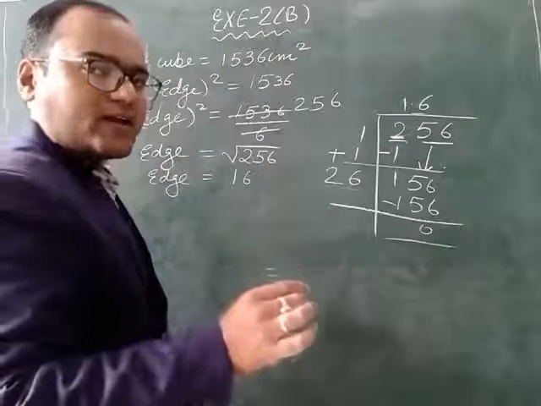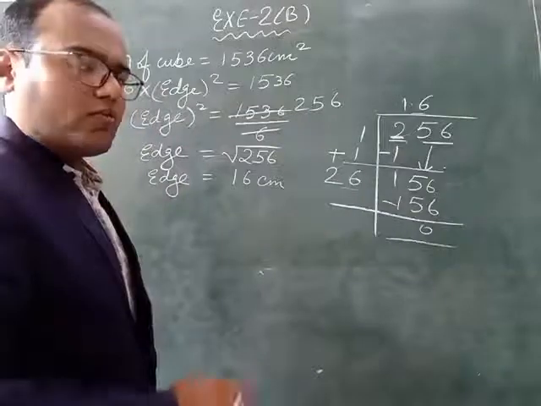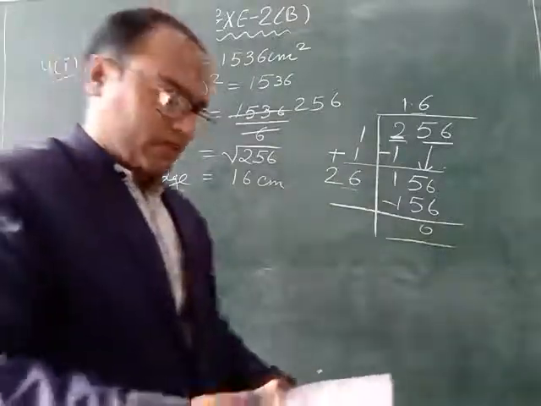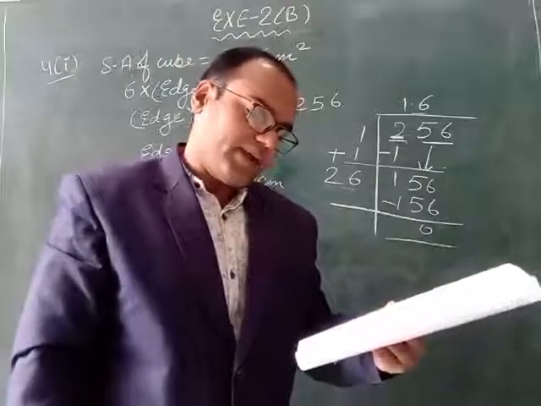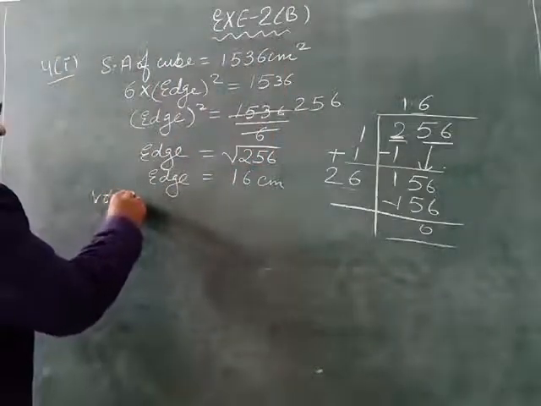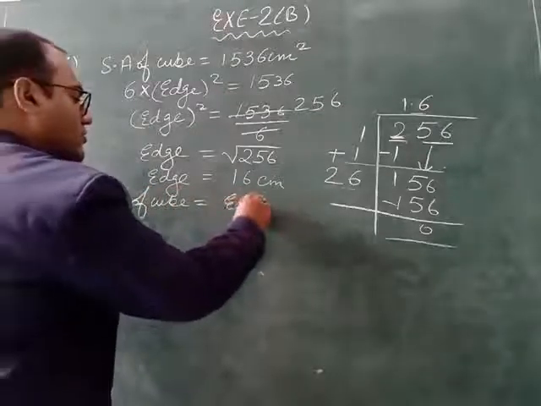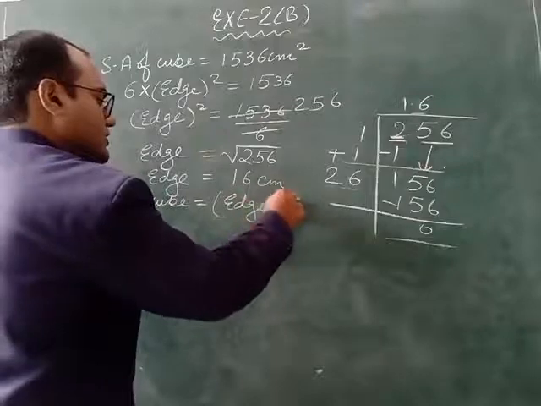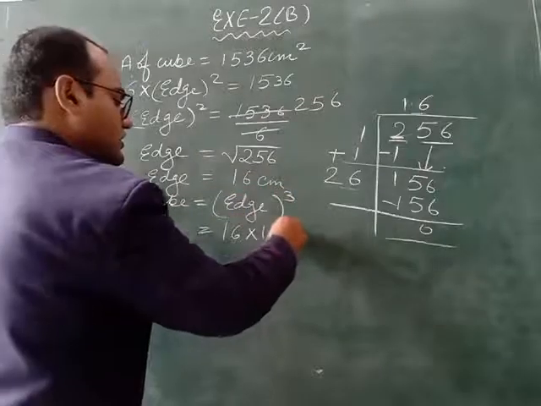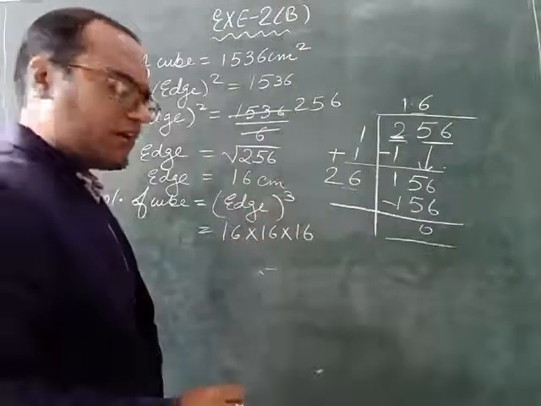H is the side only. So here we have to write centimeter. We will not put square and we will not put cube also because this is the side. Now we have to find its volume. In order to find the volume of the cube, we have to use the formula. Formula for volume of cube is h power 3. The h value we had already calculated, 16 into 16 into 16. Power 3 is there, that's why we are writing it 3 times.